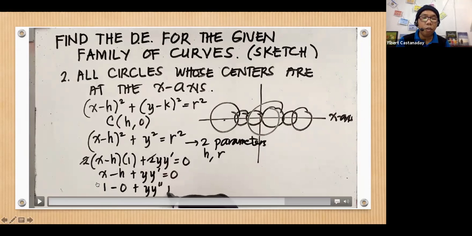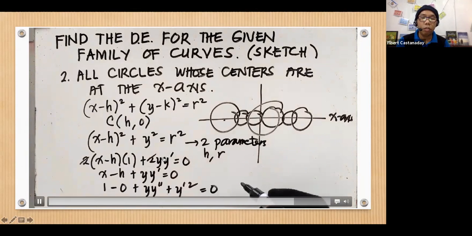So here you have the derivative of x is 1, derivative of h na constant is 0. And here the y y prime, obtained yung derivative niyan by product rule. So y double prime plus y prime squared equal to 0. Bakit y prime squared? Kasi u dv. So copy mo yung y, derivative nito is y double prime, plus copy mo yung y prime, derivative ng y is y prime. So y prime times y prime is y prime squared.